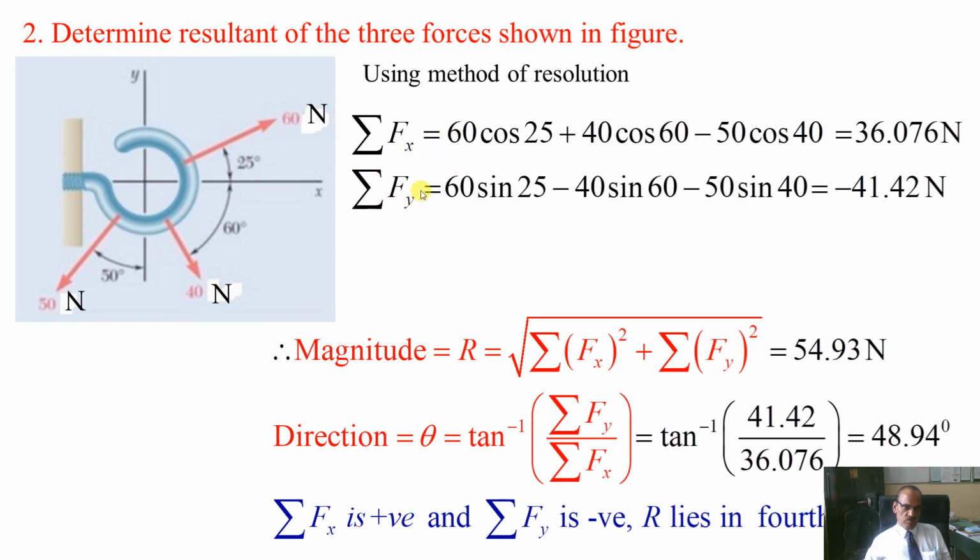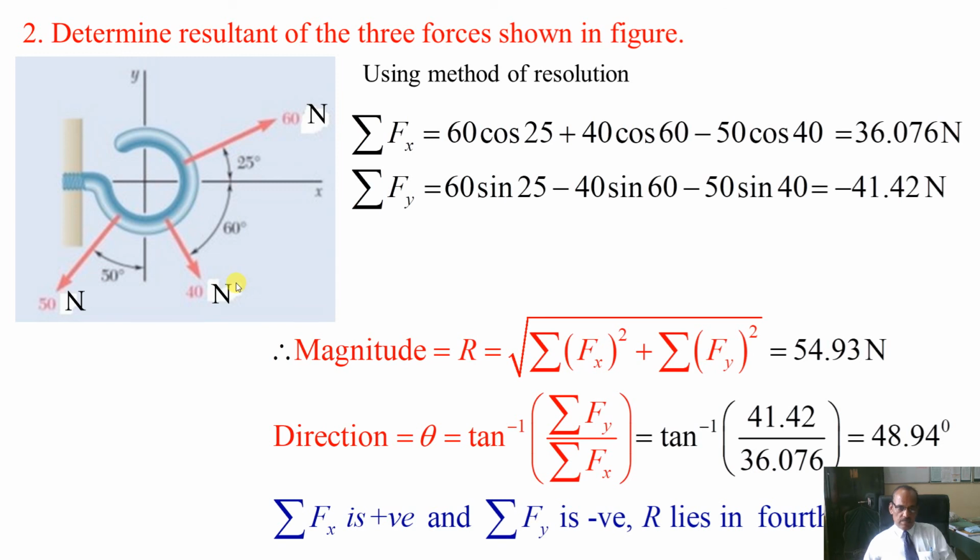So we got Fx, we got Fy. Substitute these values as usual. You will get R equals 54.93 Newton, and direction theta, as I told you, ignore the sign positive negative, take numerical values, you will get angle 48.94. Here Fx is positive, Fy is negative, means this is positive x, this is negative y. So resultant will be in this quadrant. I think it is in the fourth quadrant. Here this will be the resultant, and this will be the angle made by the resultant, that is equal to 48.94 degrees.